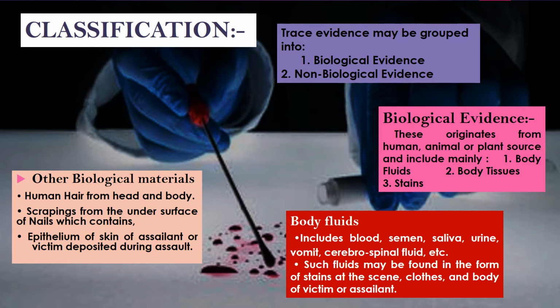Classification. Trace evidence may be grouped into 1. Biological evidence. 2. Non-biological evidence. Biological evidence originates from human, animal or plant source and includes mainly 1. Body fluids. 2. Body tissues. 3. Stains. Body fluids include blood, semen, saliva, urine, vomit, cerebrospinal fluid, etc. Such fluids may be found in the form of stains at the scene, clothes, and body of victim or assailant.